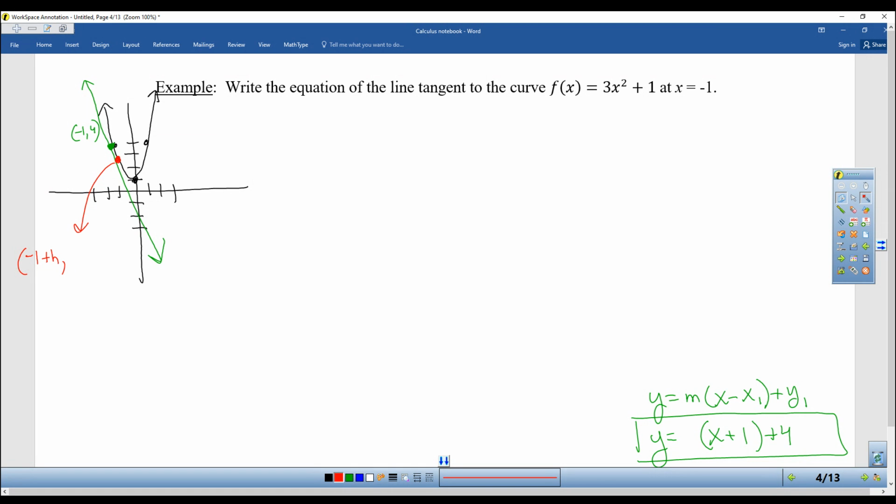And then the y value, now a lot of people have trouble with this. You have to plug negative 1 plus h into this equation in the same way you would to find any y value. So it's going to be 3 times negative 1 plus h squared plus 1, which is really not helpful. So I'm going to switch things around to make my life easier.